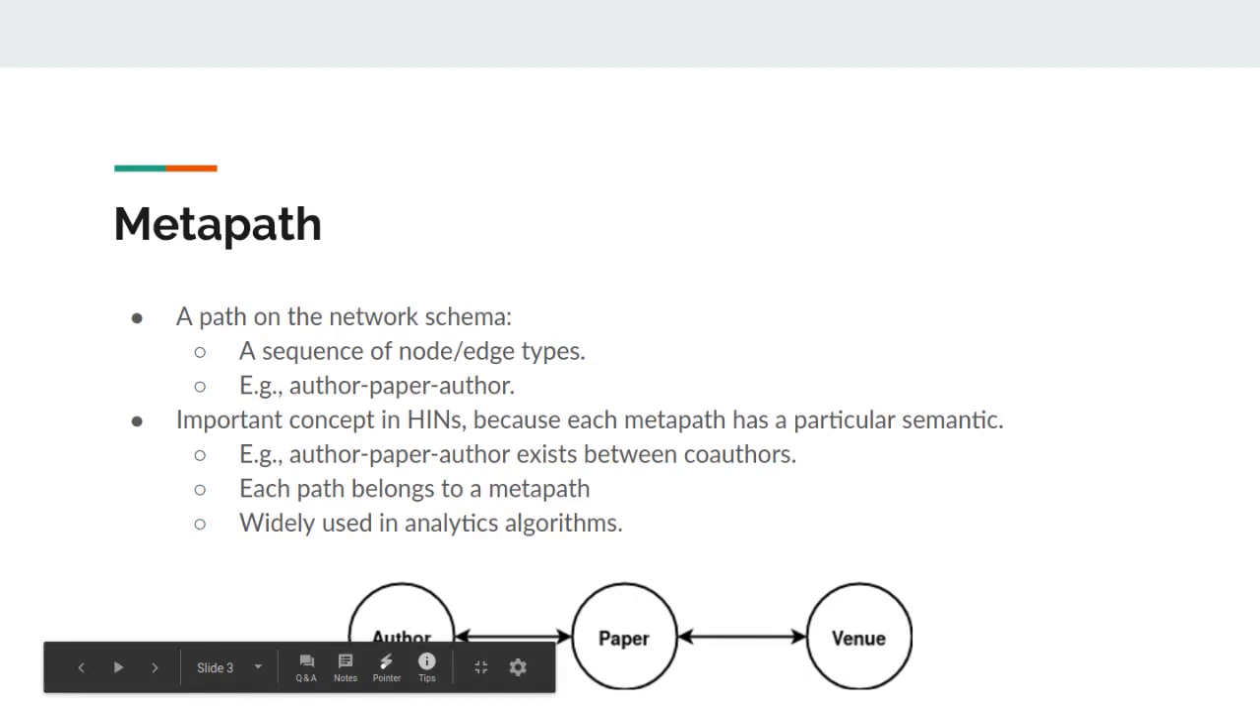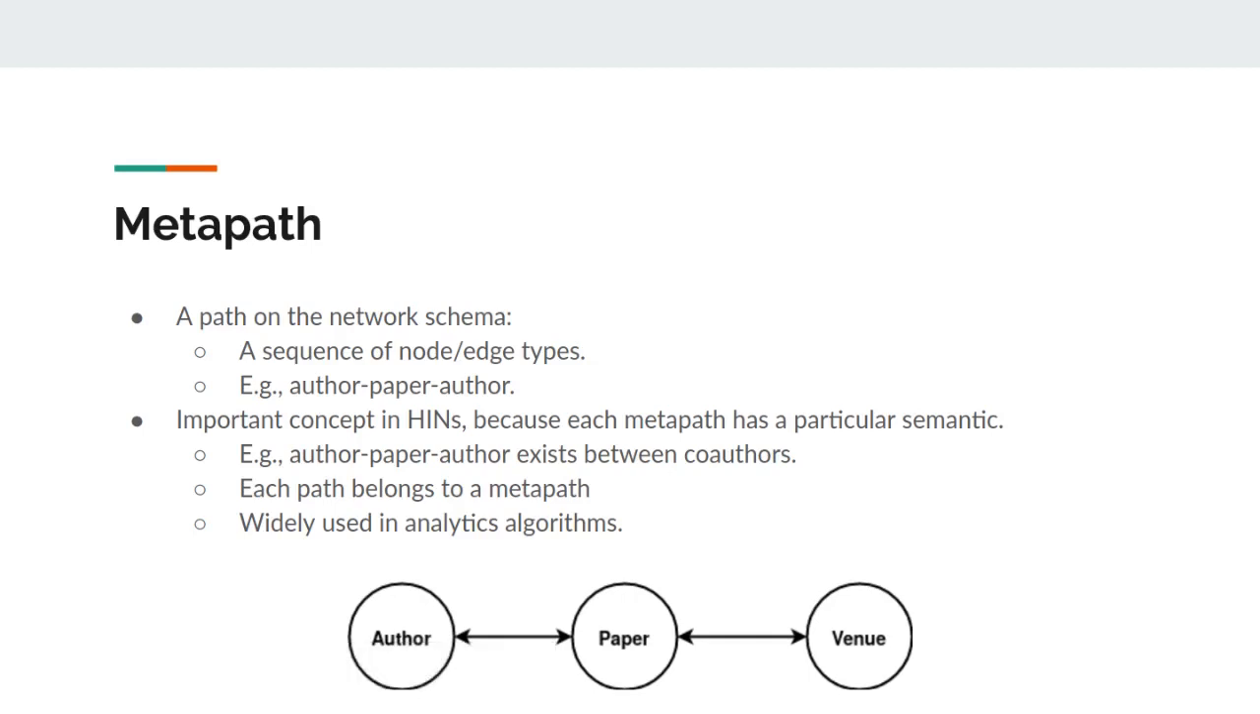An important concept in HINs is the metapath. A metapath is defined as a path on the network schema, and it corresponds to a sequence of node and edge types. For example, the sequence author-paper-author is a metapath that exists between two nodes when they are co-authors. Each path of the graph belongs to a single metapath. Metapaths are important because each metapath corresponds to a relation with a particular meaning.